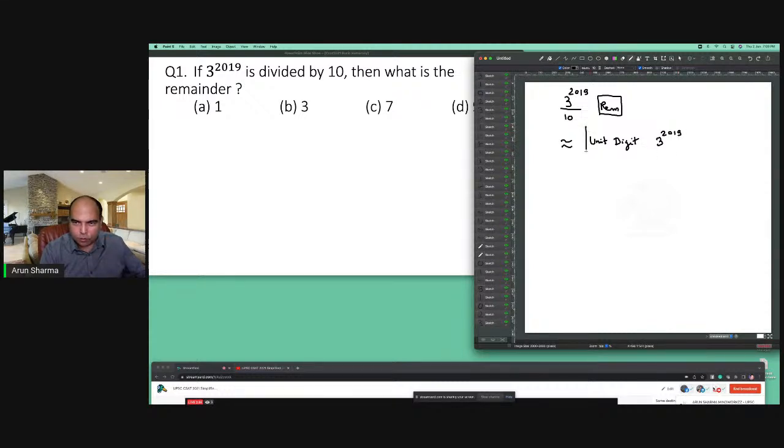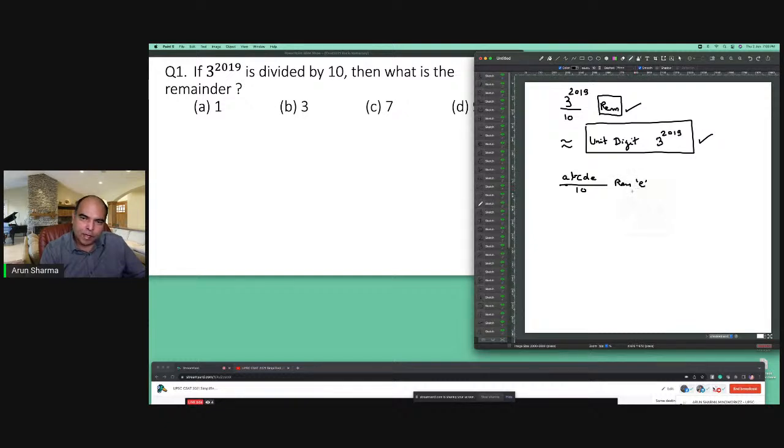Finding the unit digit of 3 raised to 2019 and finding the remainder when you divide 3 raised to 2019 by 10 is the same thing, because the unit digit is also the remainder. For any number, A, B, C, D, E let's say, if I divide this by 10, the remainder will be E itself. So the unit digit is always the remainder divided by 10, just like the remainder divided by 100 is the last 2 digits.